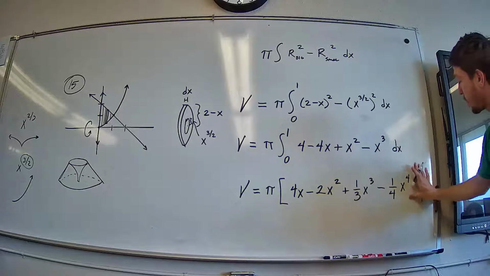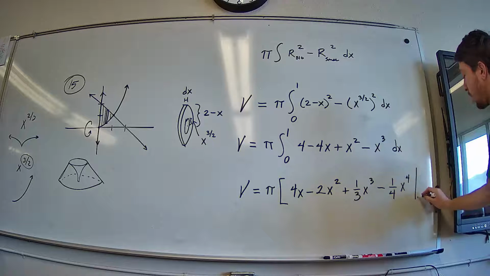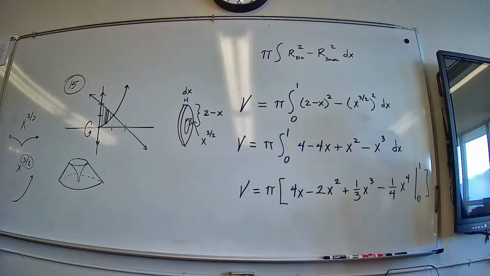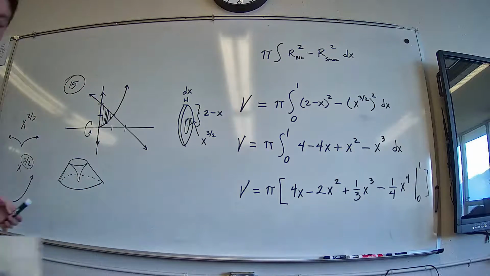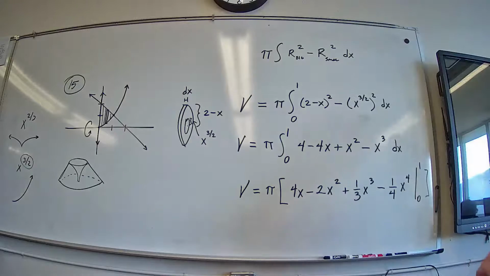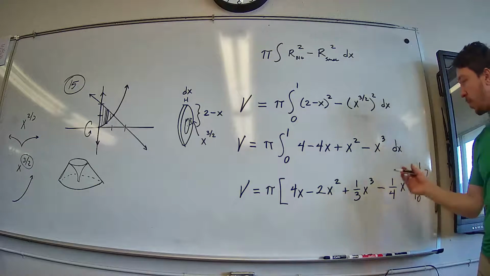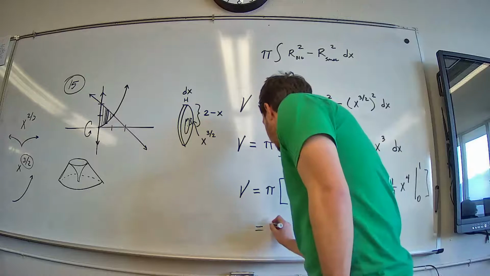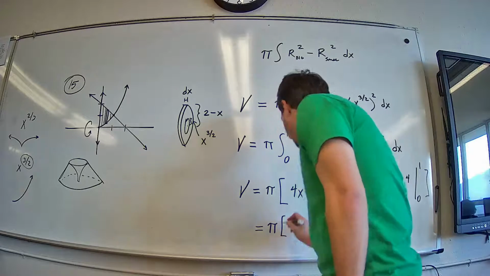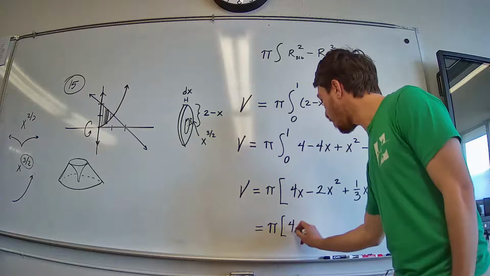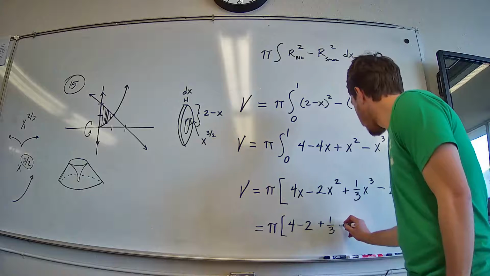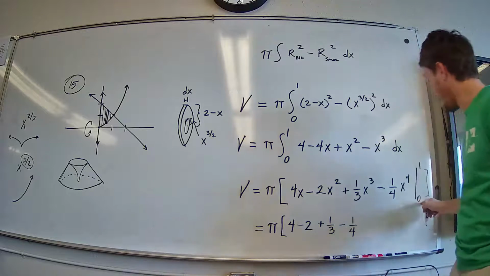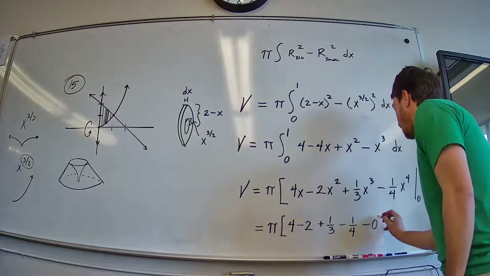I want to put that inside the brackets. Okay. You want this right now? Yeah. Okay, so plugging in the 1 gets us, what do we get here? 4 minus 2 plus a third minus a fourth. Plugging in 0 just gets us nothing. So that's nice.